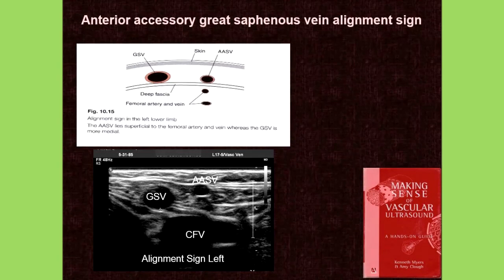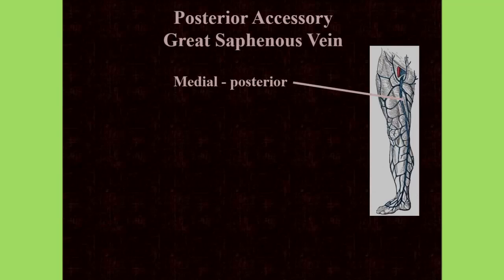Again, that alignment sign for the anterior accessory up in the thigh. So this is, if I can show you this. So it's shown. Anterior accessory great saphenous vein is directly in line with the common femoral vein, and the great saphenous vein is off medial to that. That's called the alignment sign.